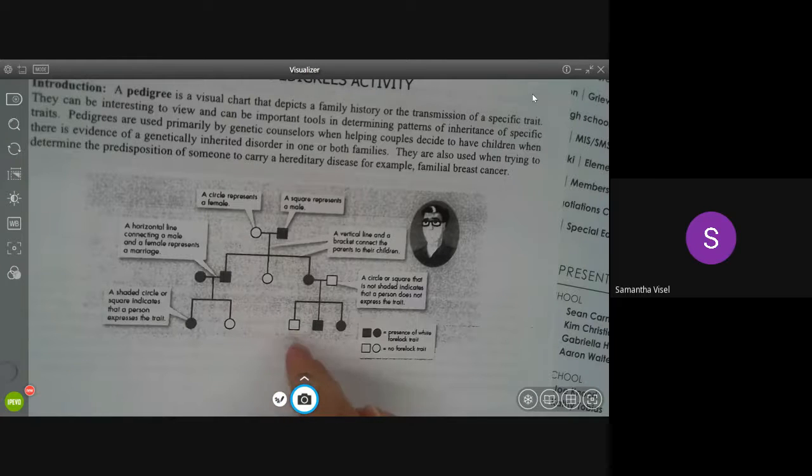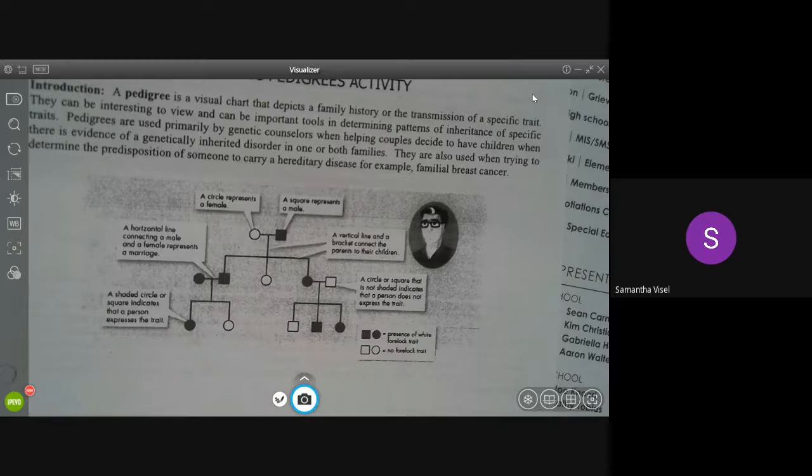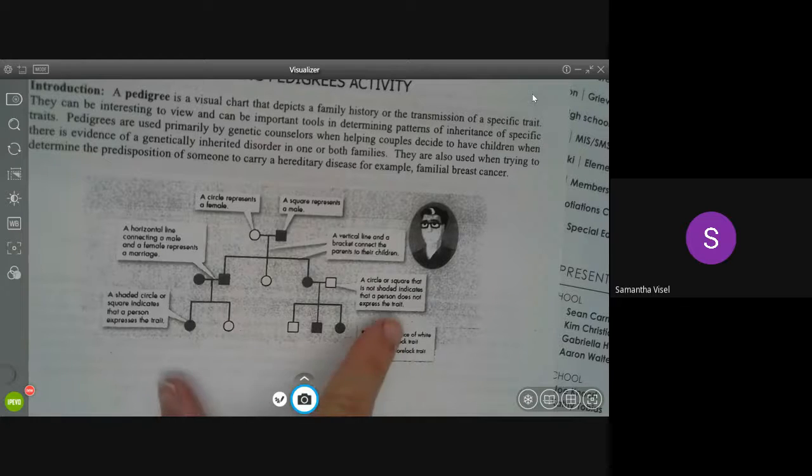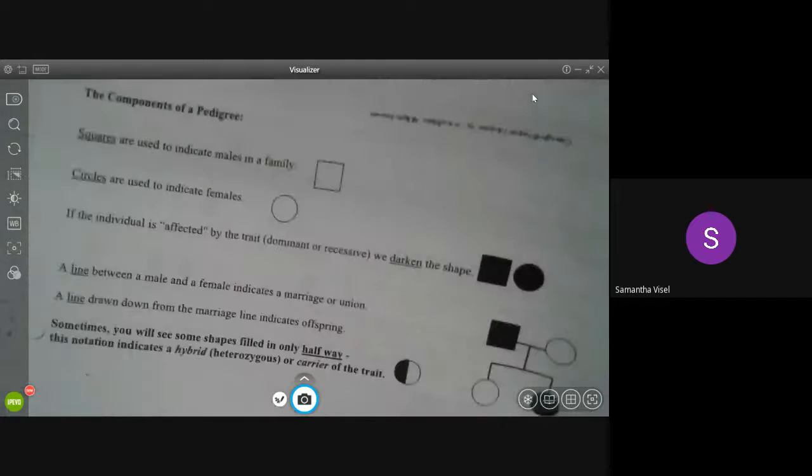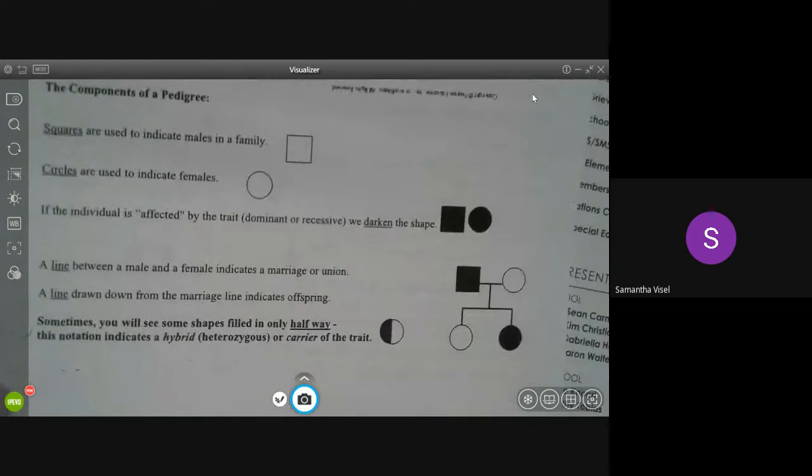And then you'll see some of these circles and squares are shaded and some are not. A shaded circle or square indicates that a person is expressing or showing the affliction, whereas one that is not shaded shows that a person does not have the trait. These are outlining what we just saw above.